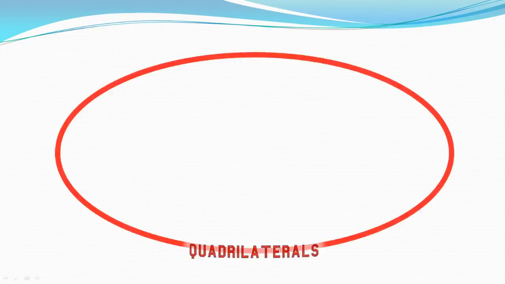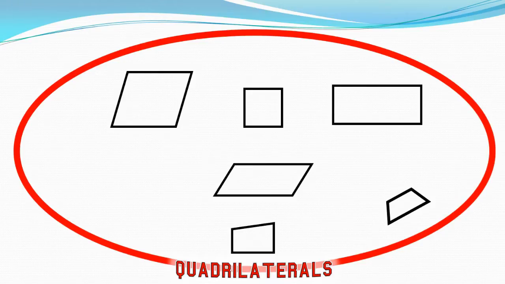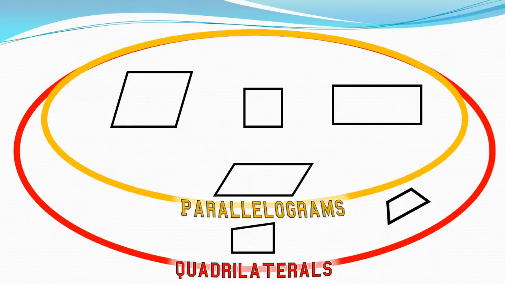All of these shapes are quadrilaterals, but let's discuss how they're related to one another. In order to be a quadrilateral, you just have to have 4 sides. All of these meet that requirement. More specifically, we have some shapes that are parallelograms. In this case, they have 2 sets of opposite sides that are parallel.